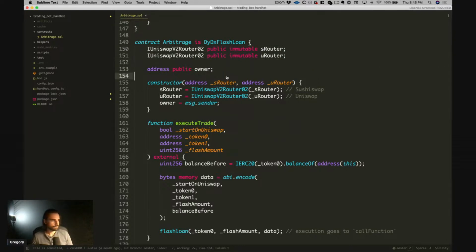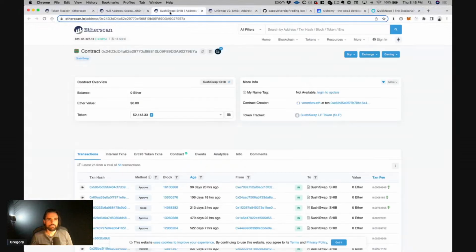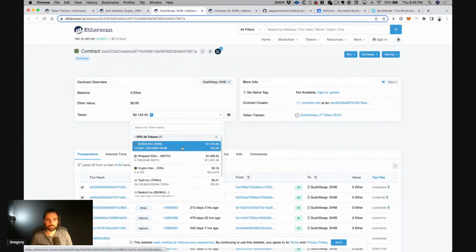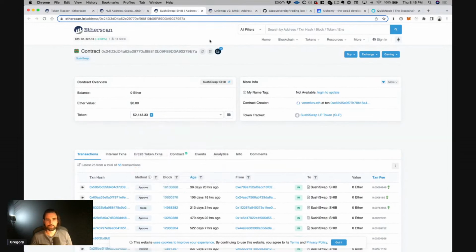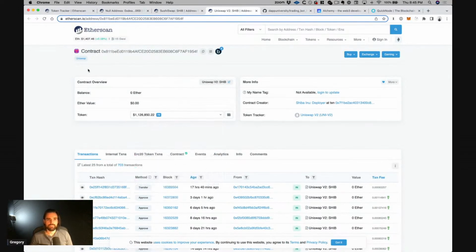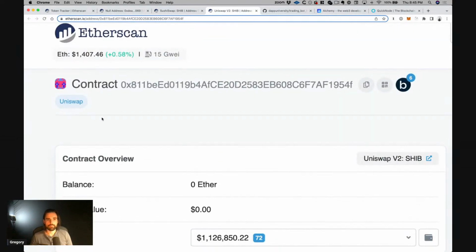So again, those are these pools right here that you can see on Etherscan. They hold Shiba Inu tokens and wrapped Ether. This is the Sushi Swap version. You can see the label here on Etherscan, it's Sushi Swap. And over here, this has got the Shiba Inu tokens and the wrapped Ether tokens. And you can see this is Uniswap.